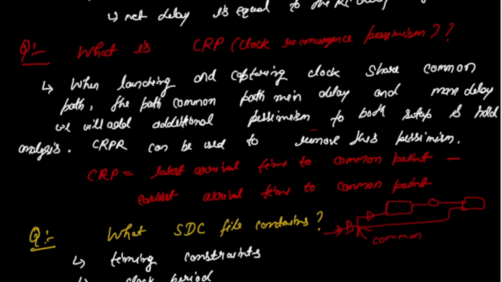The launching and capturing clock share a common path. This is the launch clock path, this is the capture clock path. The path that appears in both is called the common path. It is in the launch clock path and also in the capture clock path. So this is the common point.